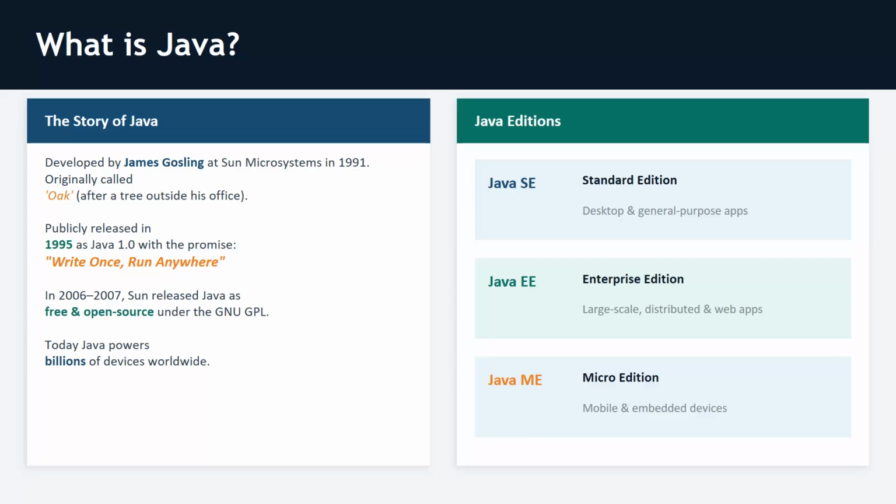Originally, it was called the OAK, after the tree outside his office. Publicly, it was released in 1995 as Java 1, version 1.0. And there was a promise of write once, run anywhere. That was the slogan.